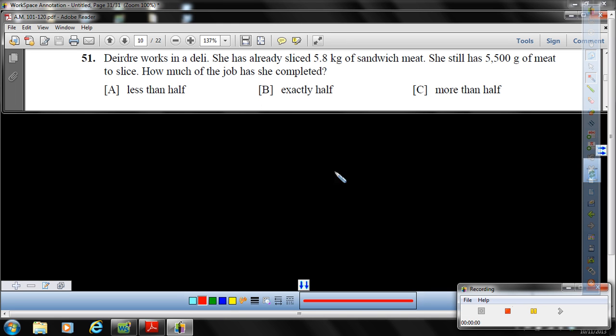Accelerated Math Objective 120. Word problem. Compare metric units of length, mass, or capacity using decimal amounts. Alright, we have question number 51.